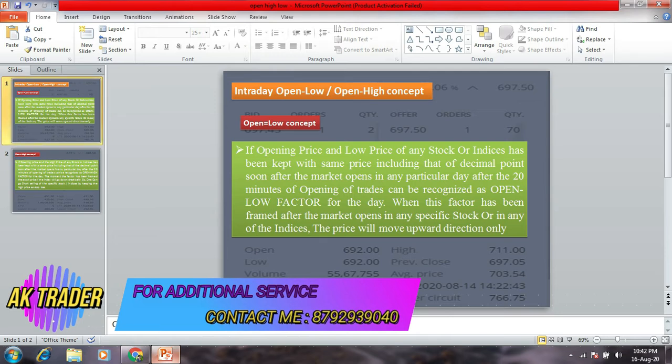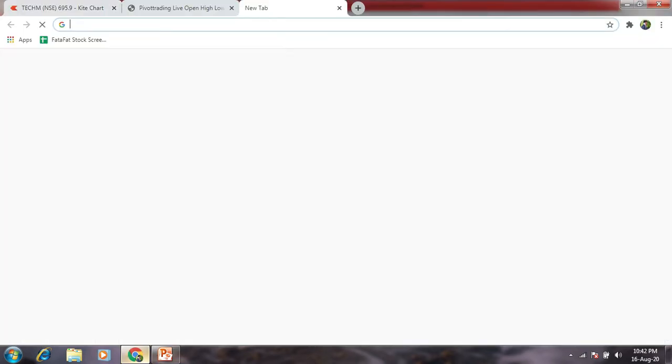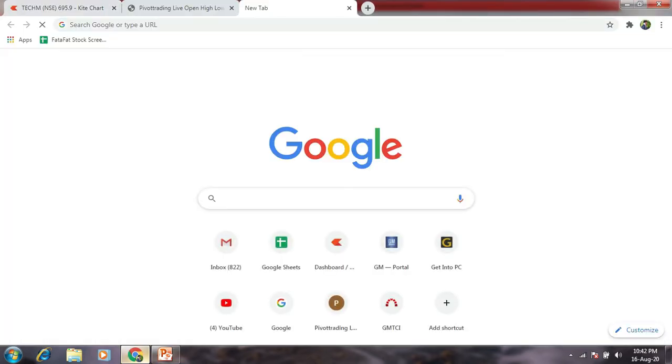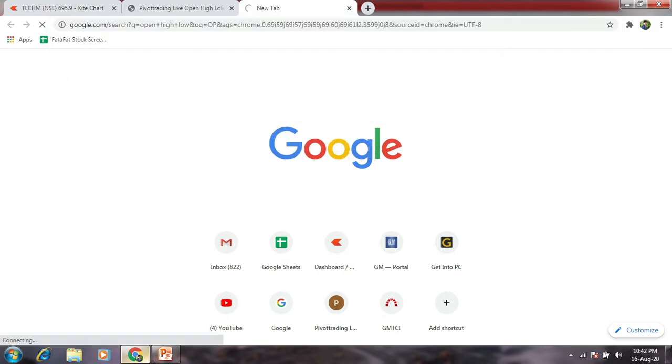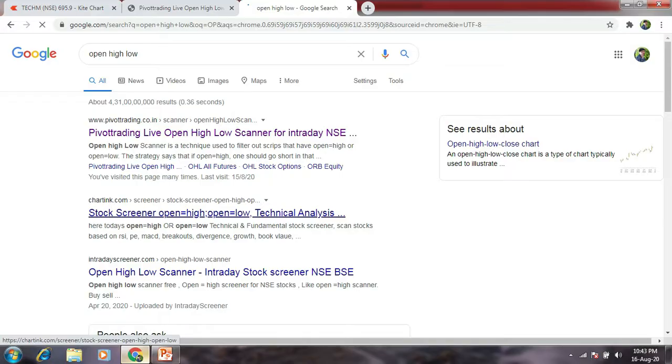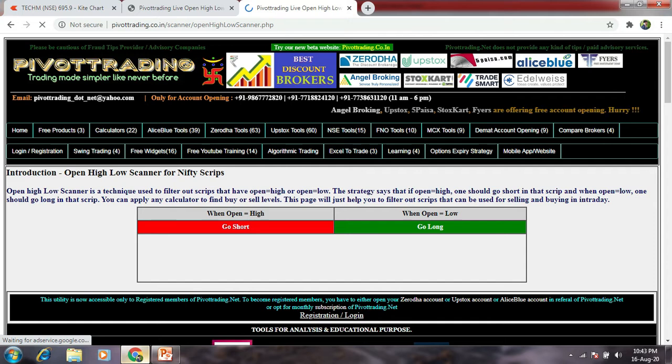Initially, I will explain where you will get these open is equal to low stocks and open is equal to high stocks. Just go to Google and type open high low. If we type that, we'll get it first itself. Click on this Pivot Trading Live open high low scan. This is a free scanner, no need to pay a single rupee.